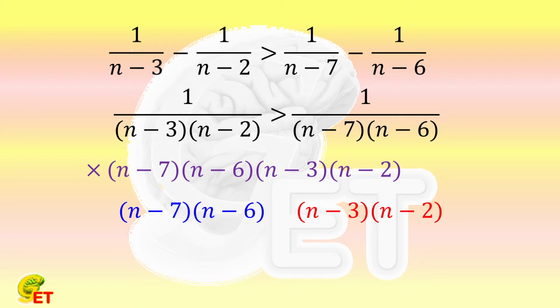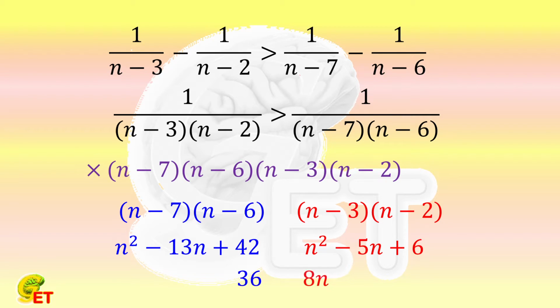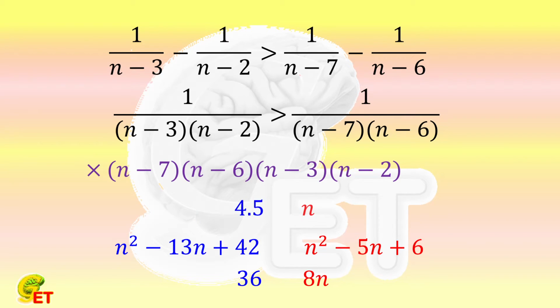So the left side is the square of n-13 times n plus 42. The right side is the square of n-5 times n plus 6. Subtracting both sides by the square of n-13 times n plus 6, what we really need to compare is just between 36 and 8 times n. If we divide both by 8, then we just need to compare 4.5 and n.